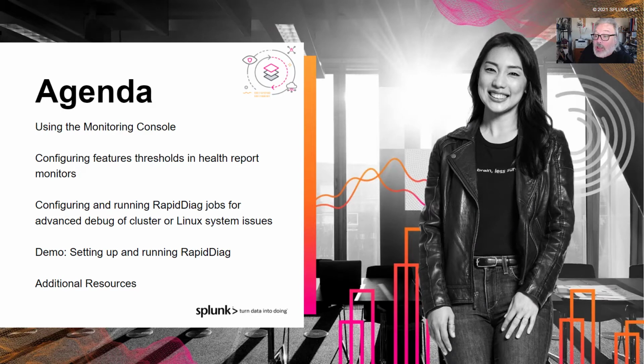Today's agenda for running a healthy environment includes the following: how to use the monitoring console, how to configure thresholds in health report monitors, configuring and running Rapid DAG jobs for advanced debug of cluster, host, or Linux system issues. As I mentioned before, my colleague in TMM Platforms, Ryan, will be taking you through setting up and running Rapid DAG jobs. We will then cover some additional resources we make available to Splunk users and the community at large.